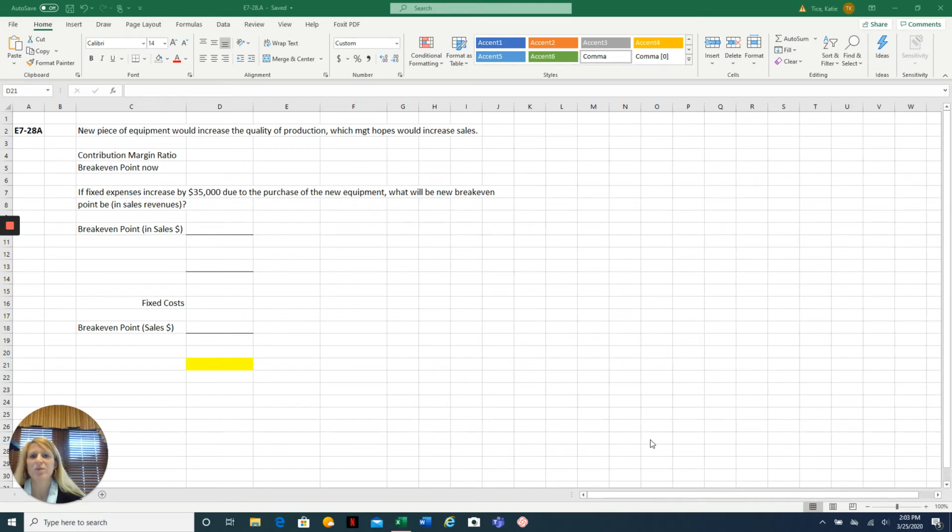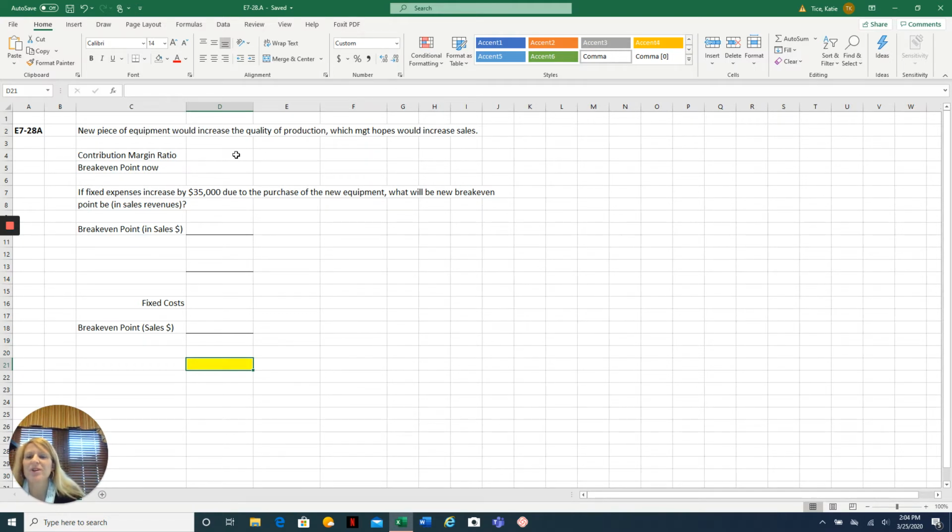So I thought we would work exercise 7-28A together because oftentimes, particularly in the quiz questions and on the exam questions, the questions give you the break-even point, and it might not be immediately clear why it's giving you that particular piece of information. So let's just work through this example together, and then it will become quite clear.